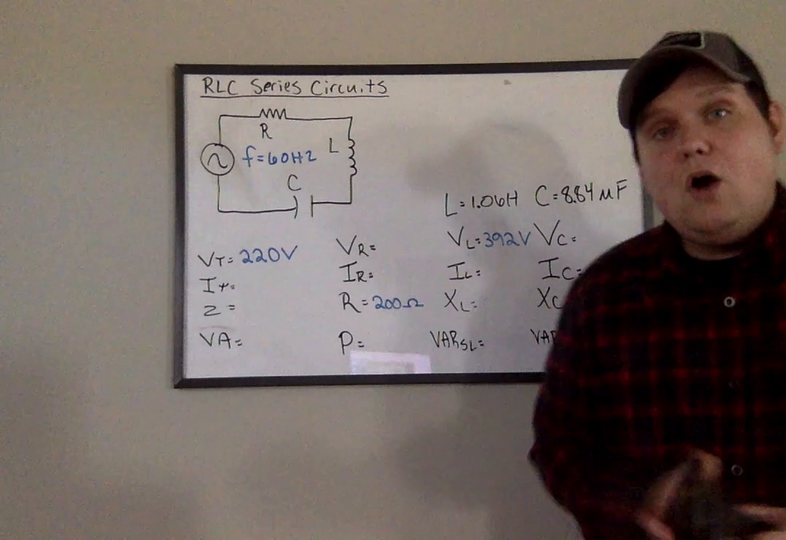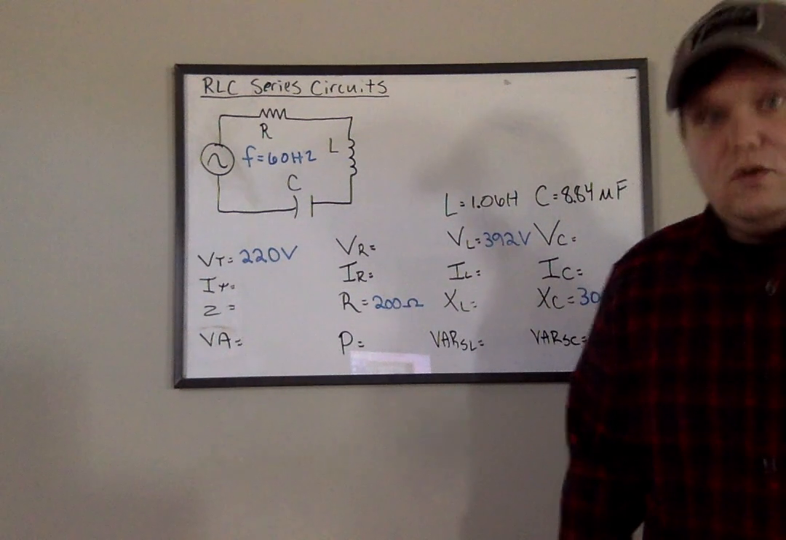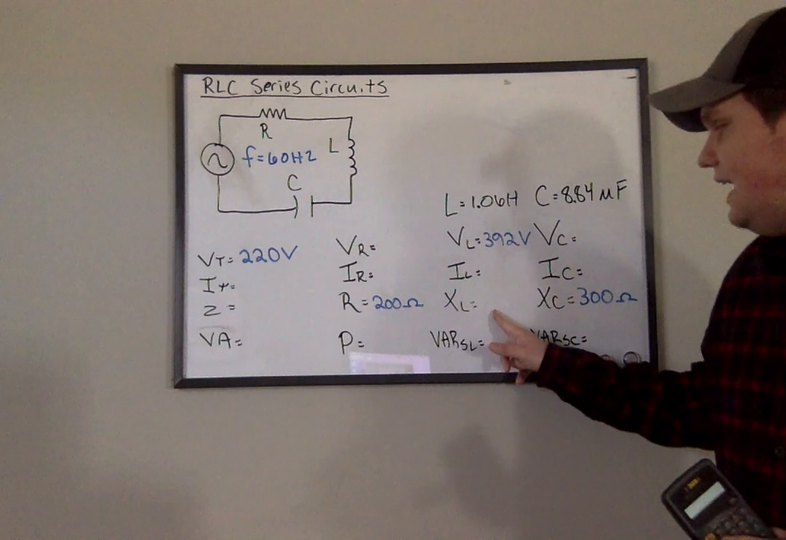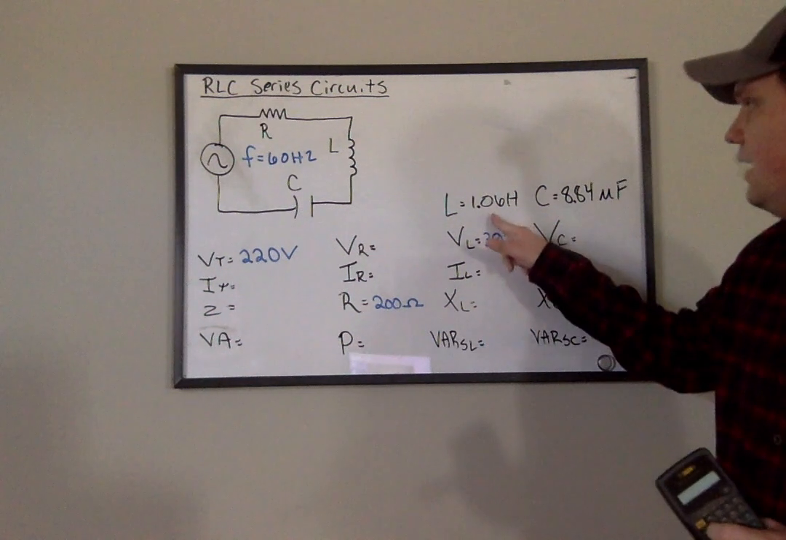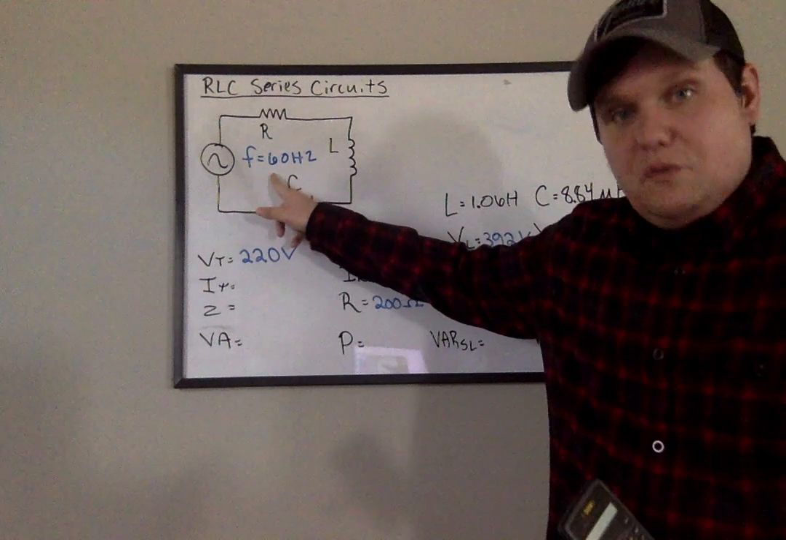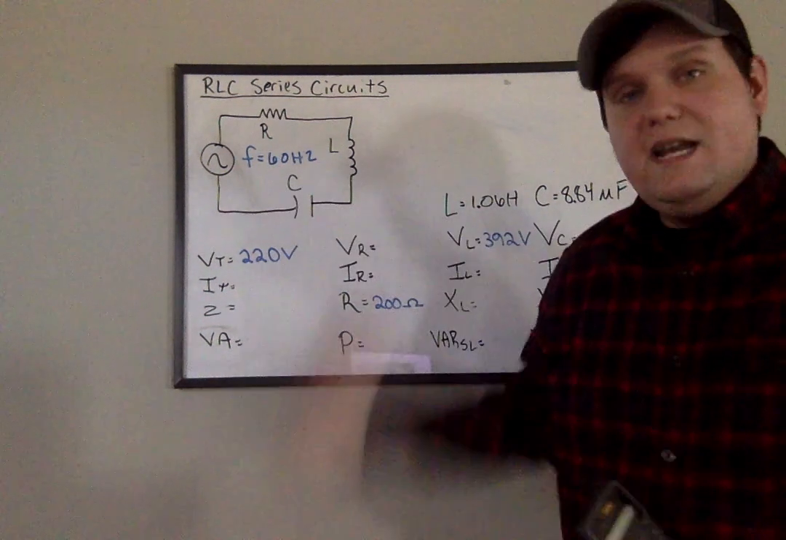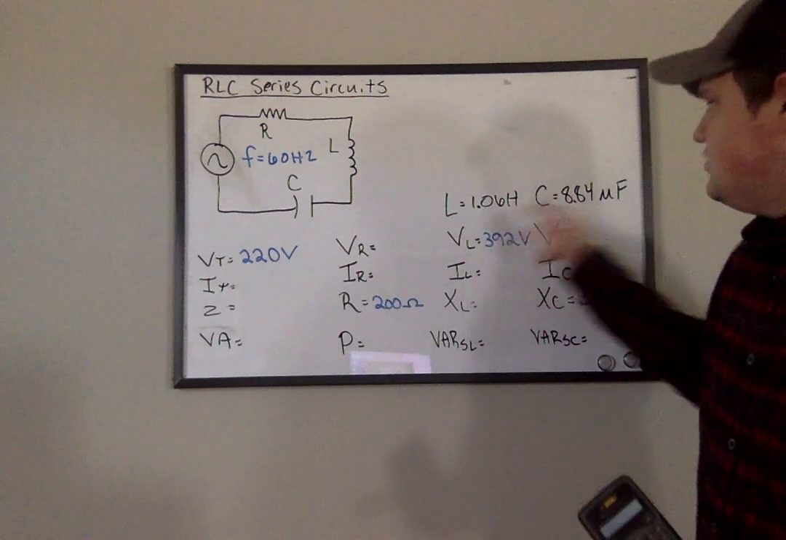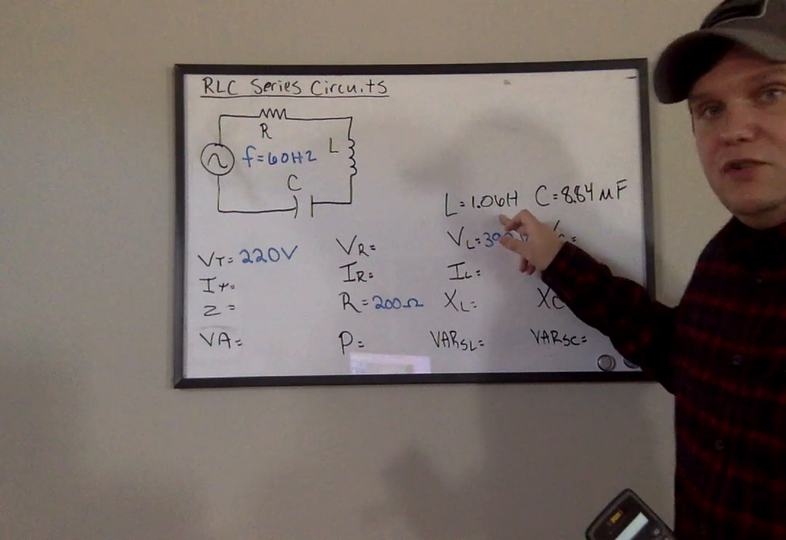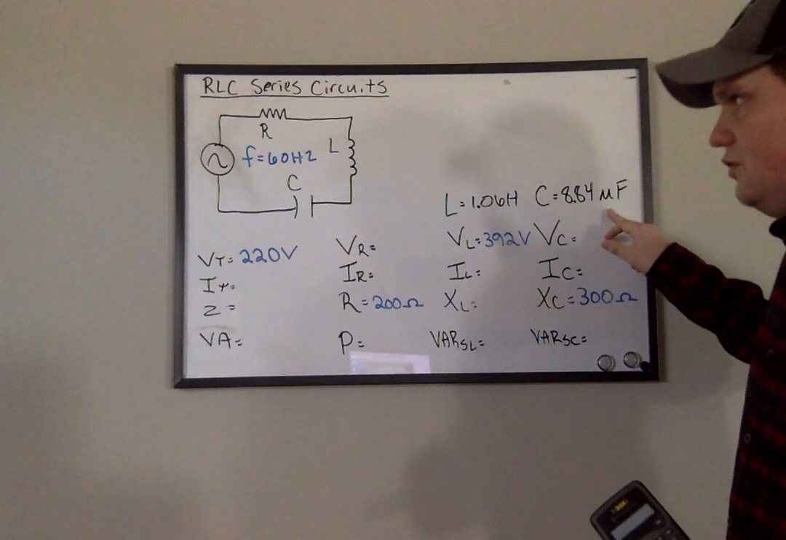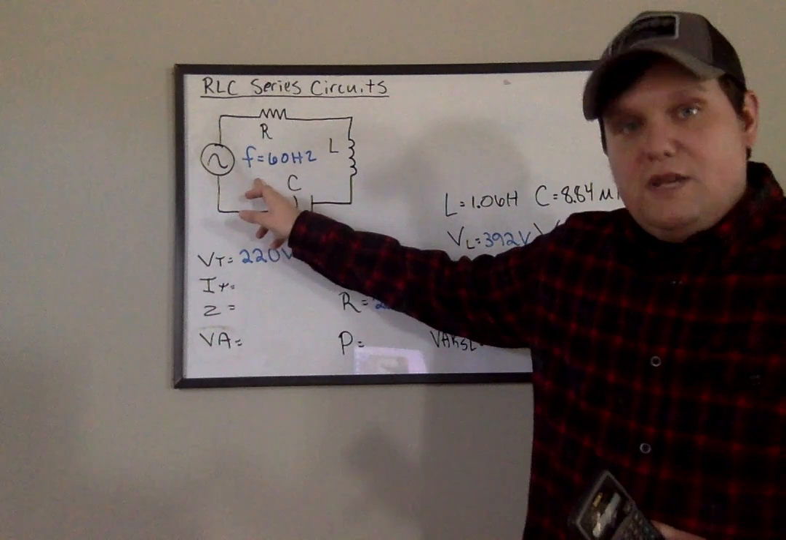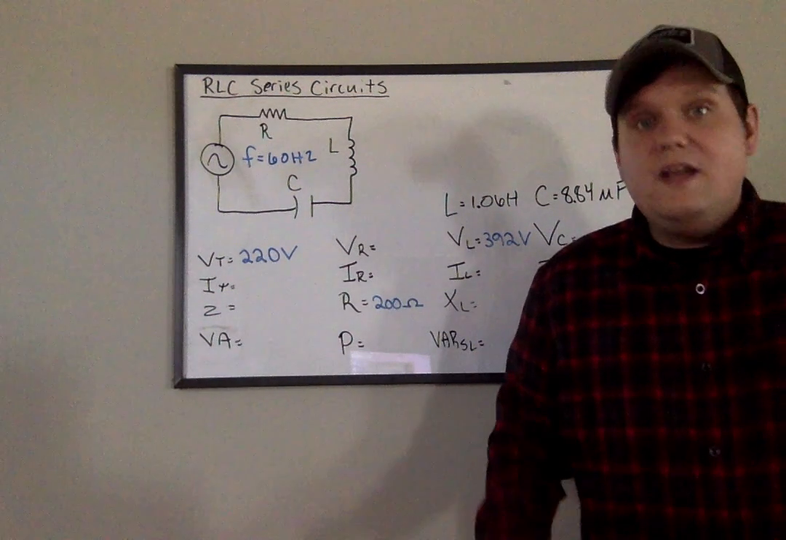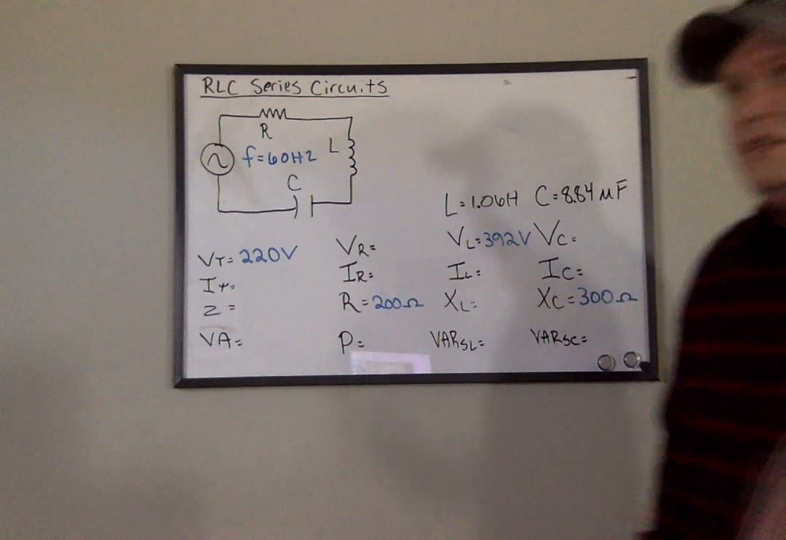Looking here, I already have XC, so I'm good there. The next thing I want to find is XL, because I know L and I know my frequency. Make a mental note of that. Put it in your notes. If you have an inductor or capacitor value, that's the Henry value or the Farad value, and you have frequency, find XL or XC. Always start there if you have any of that information.